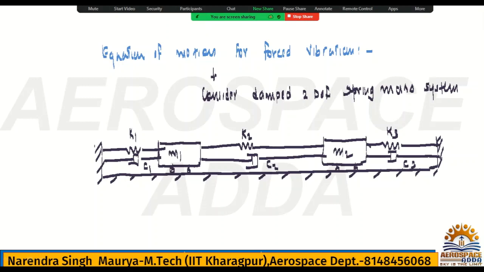Now, like for the previous case, I mean for the first degree of freedom also, we had drawn the free body diagram for the mass system. So similarly here also we'll do. So the free body diagram for the system we have to show.